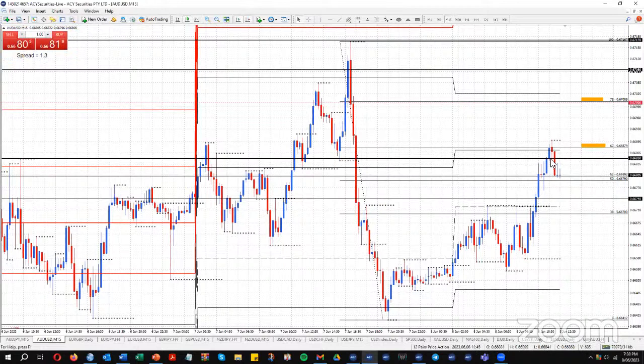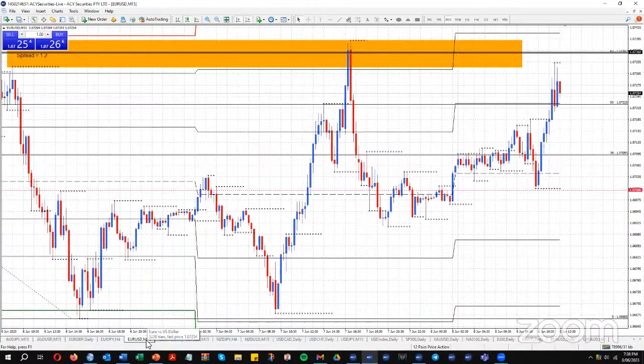All right. So we fractionally moved above it, back below it. All right. So are we forming a right shoulder here? All right, let's get into it now. I just want to see what the euro dollar is doing.